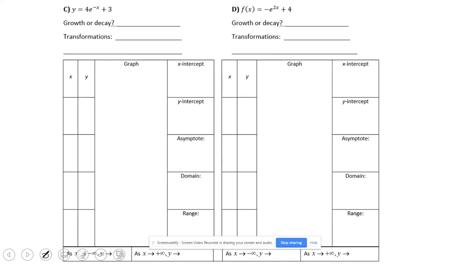And let's go ahead and do letter C. Growth or decay. Well, this is decay because again, it's e to the -x. Our transformations are a vertical stretch of 4 and then up 3.